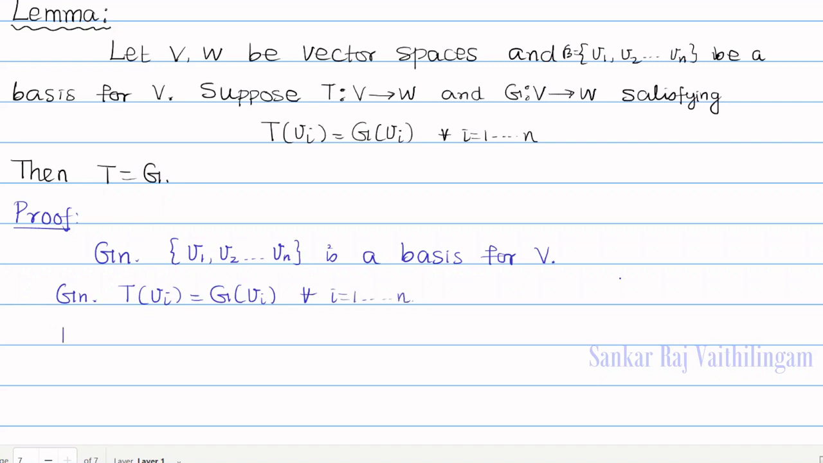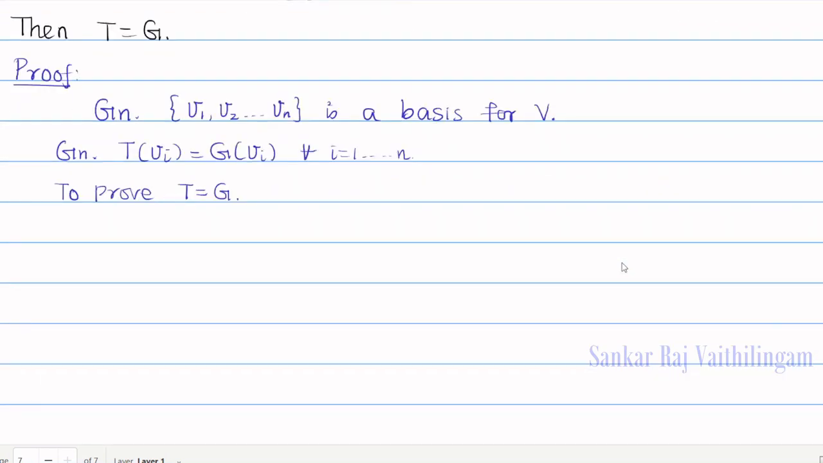Now what am I going to prove? To prove T equal to G, that is to prove T of V is equal to G of V for every V belongs to capital V. This works only for the basis so far. I am going to prove that it works for the whole of V.